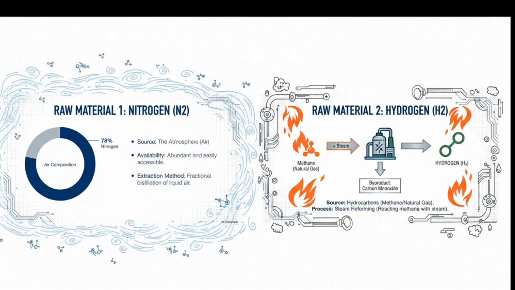And you can see that difference right here. On one side, you've got nitrogen, just being pulled from the atmosphere. Easy peasy. On the other side, well, that's the whole industrial setup you need to produce hydrogen from natural gas. Totally different ballgame for each ingredient.